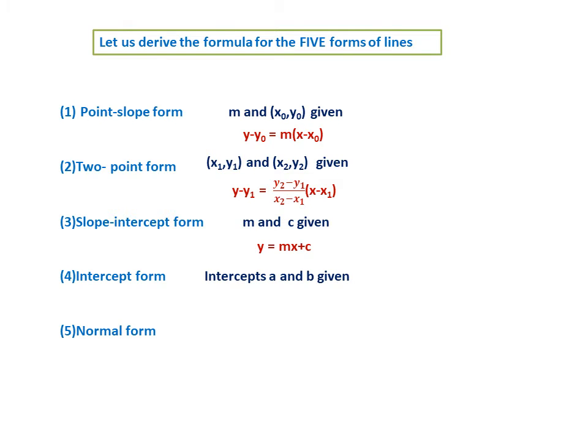Fourth one is intercept form, that is a and b are given, and x by a plus y by b equal to 1. And the last one, alpha and p are given, then x cos alpha plus y sin alpha equal to p. So the different forms are point slope, 2-point, slope intercept, intercept, and normal form. Of course, there is one more called general form that I have not included. Later we shall see. So these are the basic forms. This you have to remember. Now what you have to do is derive them one by one.